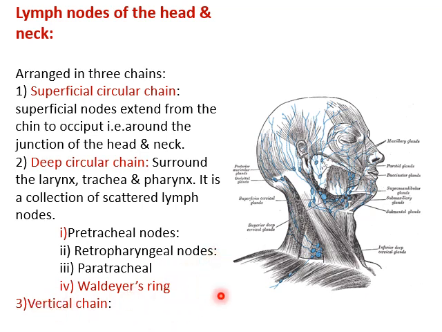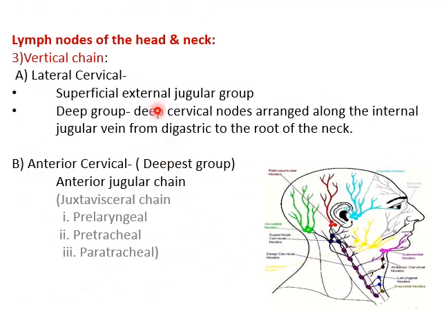Then there is a vertical chain, which extends in relation to the sternocleidomastoid around the internal jugular vein. So the vertical chain is the lateral cervical. If you examine your sternocleidomastoid, closer to it, deeper to it, lies the internal jugular vein, and on its side the external jugular vein. So the lateral cervical group of lymph nodes are present.